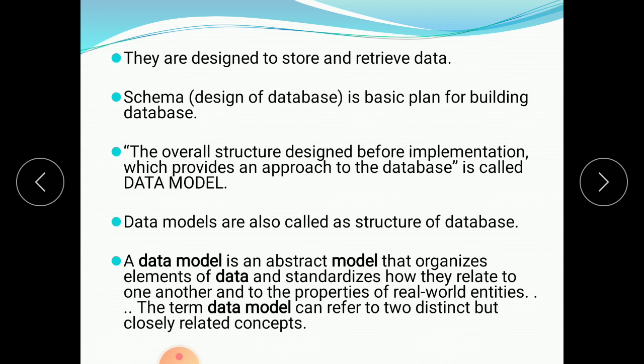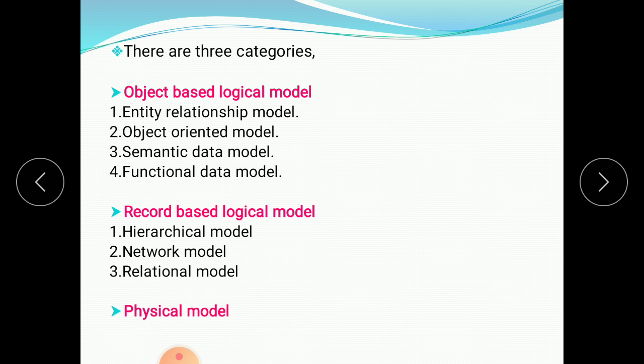The term data model can refer to two distinct but closely related concepts. See, there are three categories of data models. We'll see one by one. First one is the object-based logical model. The subtypes of the object-based logical model are the entity relationship model, object-oriented model, semantic data model, and functional data model. See here, in the entity relationship model, one entity is related to another entity.